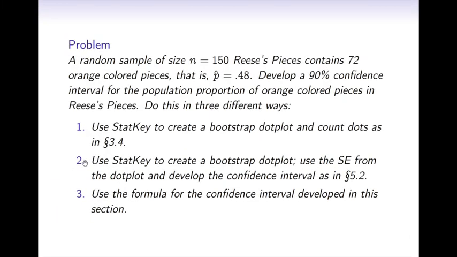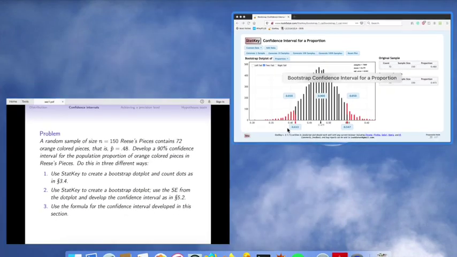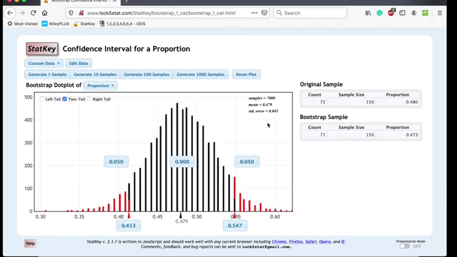Let's just review. We'll come back to the whiteboard, and we'll review this problem by grabbing the SE from the bootstrap dot plot, and we'll use the formulas that we've developed in this section. Now, before we leave, since we're going to need this for problem 2, let's make note that the standard error for this dot plot is 0.041. In the center of our dot plot, the mean of our dot plot, we'll use 0.48. The dot plot is off just by this in the thousandth place, but we'll use 0.48 as the mean of our dot plot.